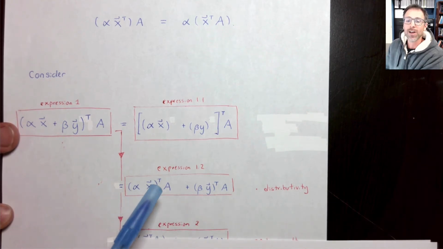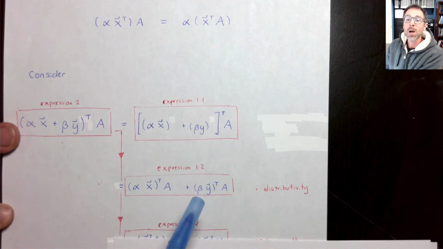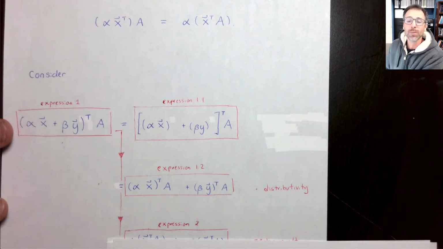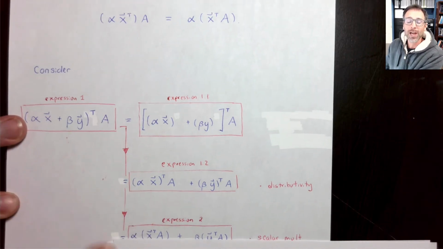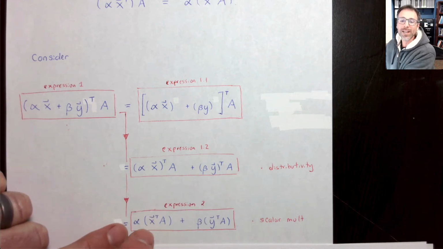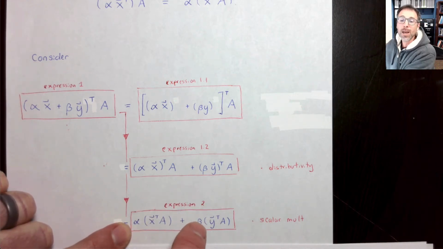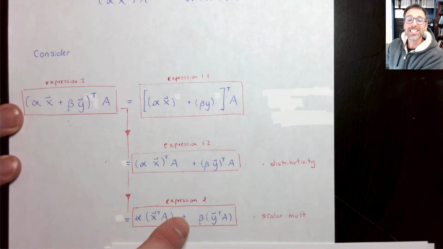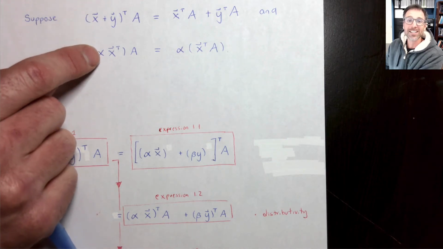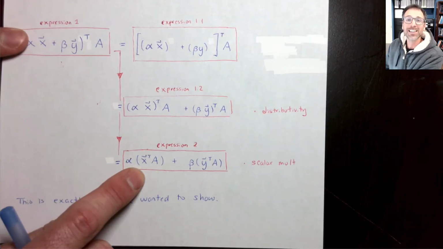So this now becomes alpha x transpose multiplied by A plus beta y transpose multiplied by A. But I also have scalar multiplication, which I've assumed to be true in my antecedent, which means that I can pull out the alpha from the first one, and I can pull out the beta from the second one, and now I get alpha x transpose A plus beta y transpose A. That was exactly expression 2 from the consequent that I wanted to show. In other words, we've shown that if we have distributivity and scalar multiplication, we must get linearity for free.